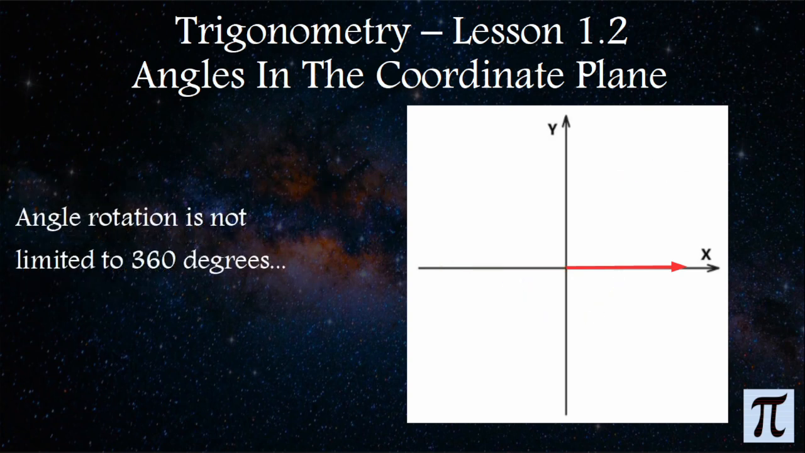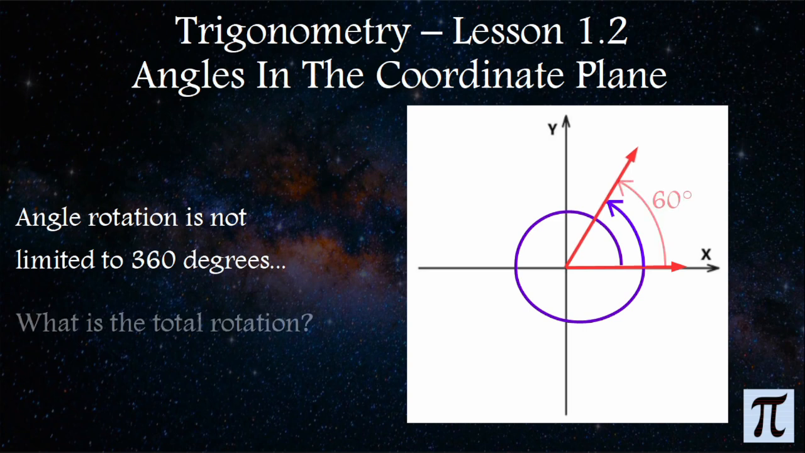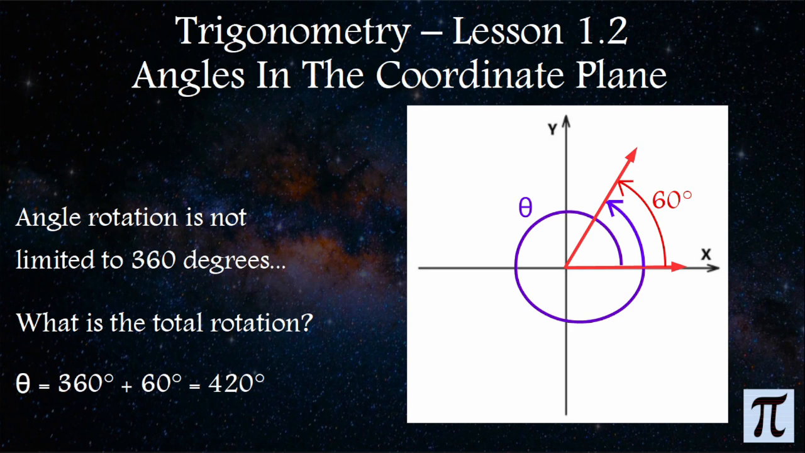Turns out, angle rotation is not limited to 360 degrees. If you look at this drawing, we've rotated positively, or counterclockwise, all the way around and ended up at this angle. Between the initial and terminal sides, we are at 60 degrees. So what is the total rotation? Well, we went around once, so that's 360 degrees. We then rotated an additional 60 degrees. So the total rotation, or theta, is 420 degrees. So on the xy plane, 60 degrees and 420 degrees are coterminal. They end up at the same place in the xy plane.